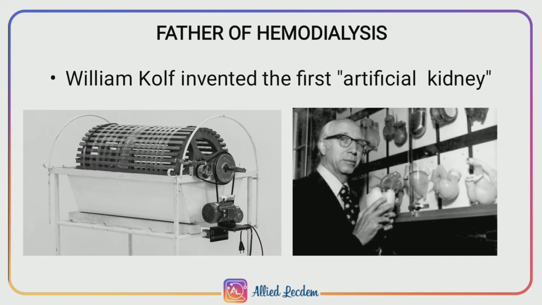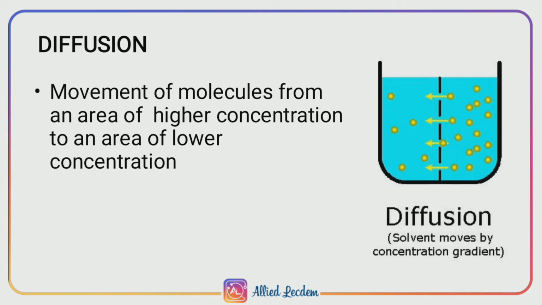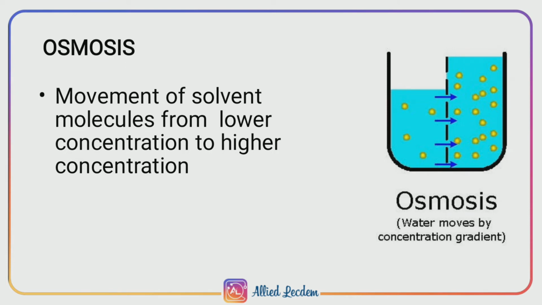The father of hemodialysis is William Kolff, who invented the first artificial kidney. The principles of dialysis are diffusion, osmosis, ultrafiltration and solvent drag. Diffusion is the movement of molecules from an area of higher concentration to an area of lower concentration. Osmosis is the movement of solvent molecules from lower concentration to higher concentration.